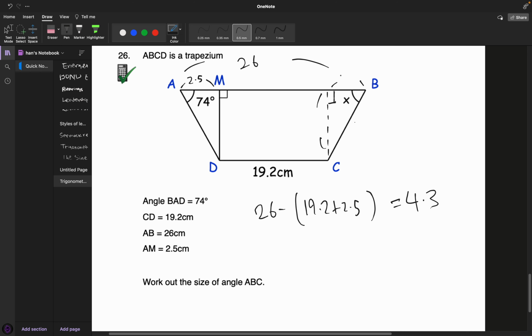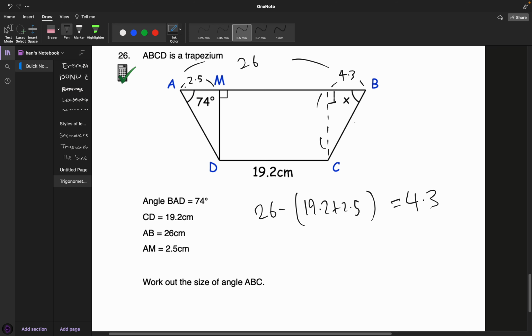So it is not identical. So never assume that it's going to be identical. This length is 4.3. And let's just check it out just to ensure that we did correctly. So 2.5 plus 19.2 plus 4.3 gives us 26, which is correct. Yes. So now we know this length. We just want to find this perpendicular length now. That's going to be pretty easy to do.